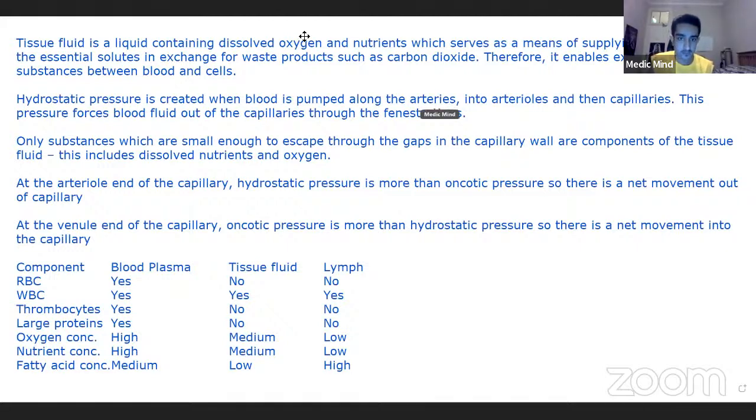I've been asked a question: what are thrombocytes? So thrombocytes are cells that produce platelets. Platelets help in the blood clotting process.